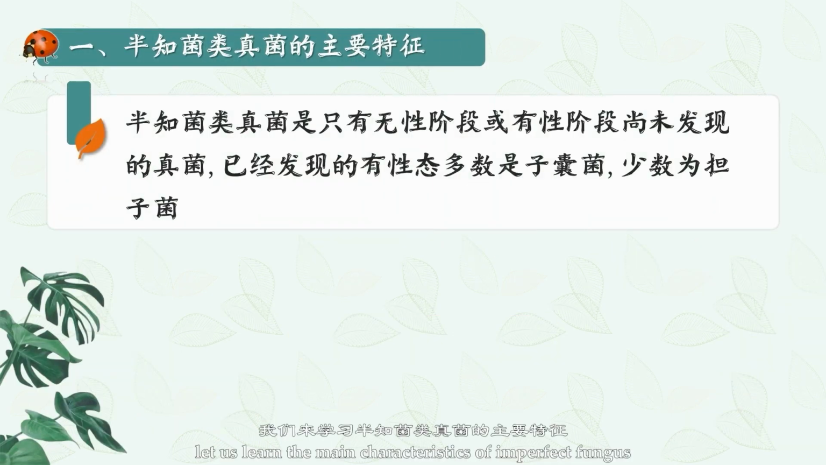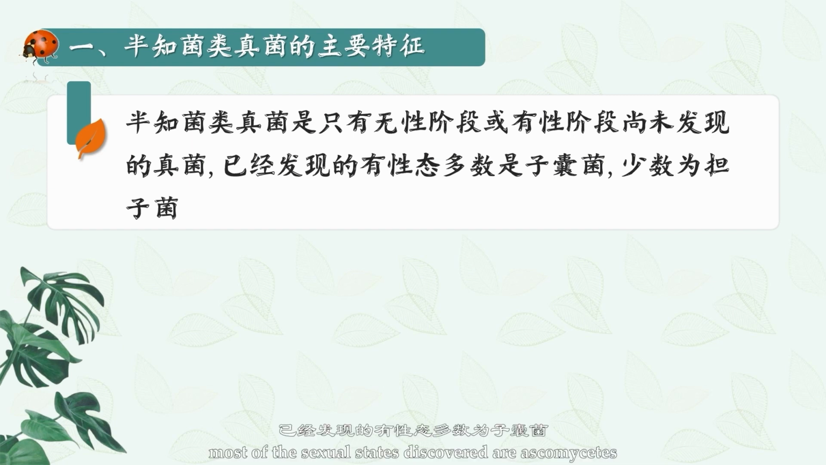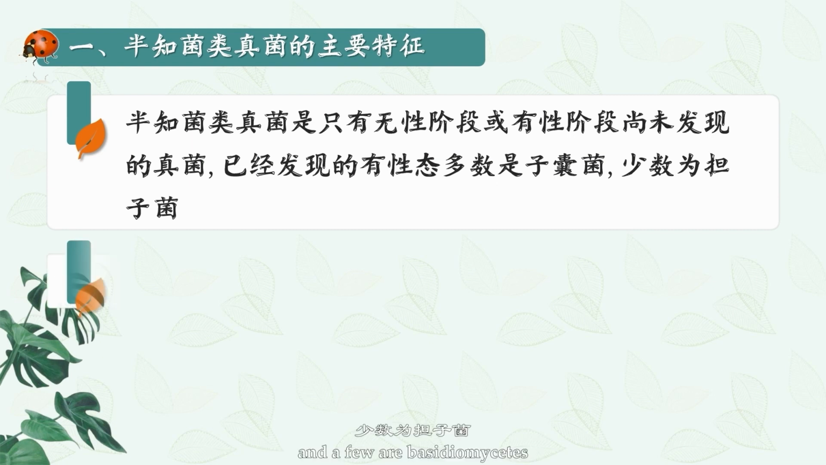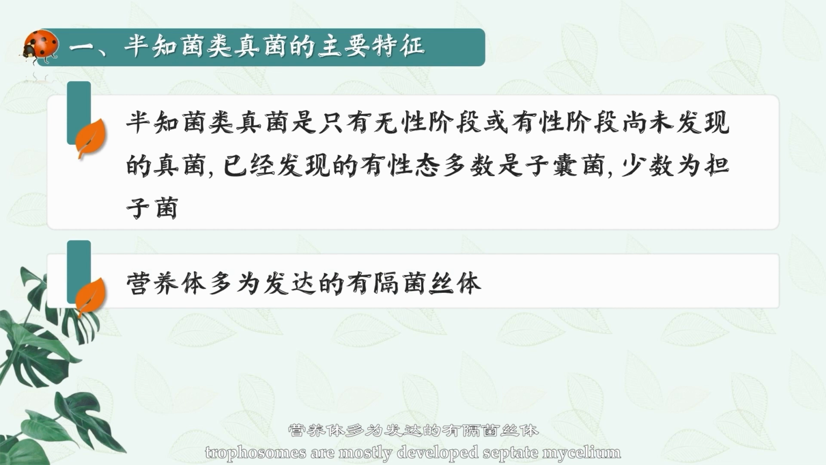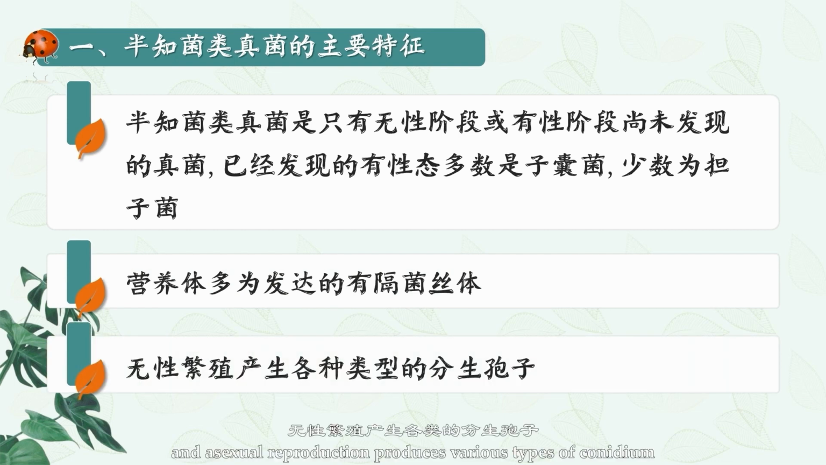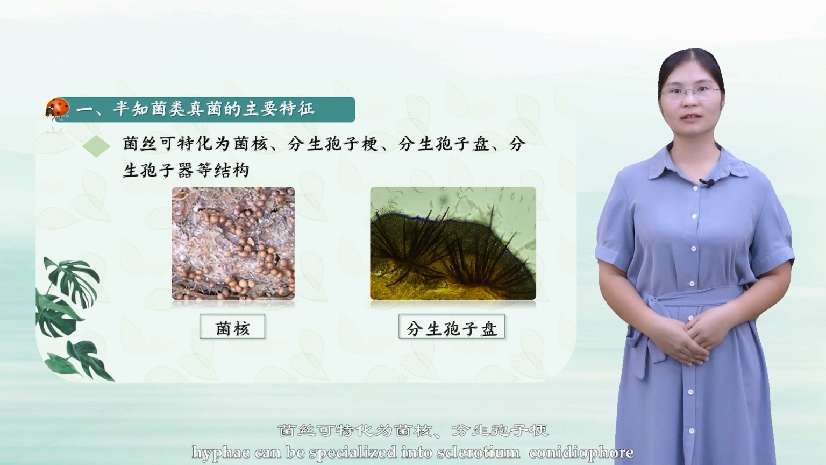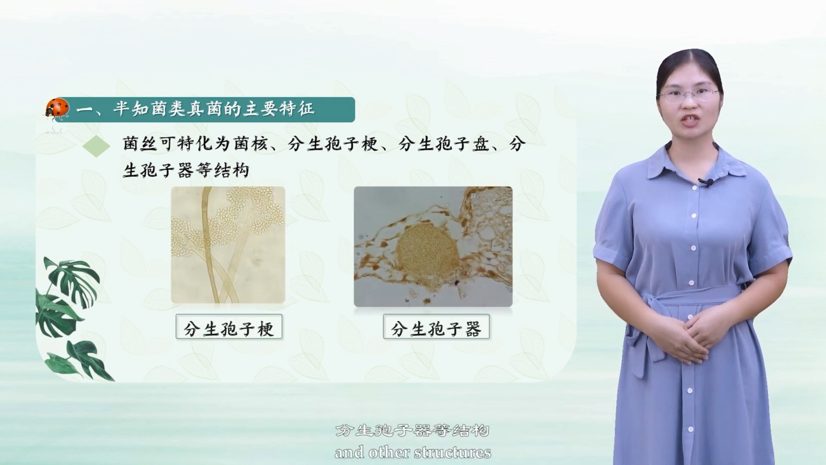First, let us learn the main characteristics of imperfect fungus. The imperfect fungus is a fungus that has only an asexual stage, or a sexual stage that has not yet been discovered. Most of the sexual states discovered are ascomycetes, and few are basidiomycetes. Trophosomes are mostly developed septate mycelium. And asexual reproduction produces various types of conidium. Hyphae can be specialized into sclerotium, conidiophore, acervulus, and other structures.